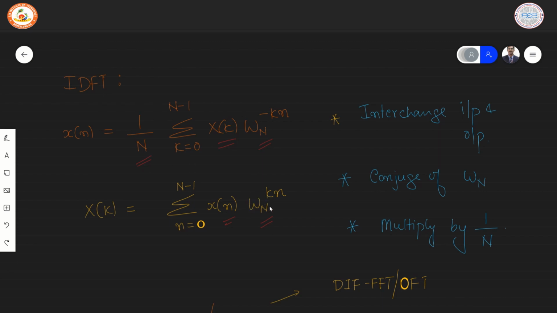Twiddle factor powers in the case of DFT are positive powers, whereas twiddle factor powers for the IDFT are negative powers. Additionally, the answer is finally scaled by 1 by N. Therefore, the differences in the structure can be noted as follows. First, we have to interchange the inputs and outputs. What was the input will now become the output. In other words, X of k here is the input, whereas x of n will be the output. The twiddle factor W of N is conjugated. We have W to the power of minus kn in place of W to the power of kn. And finally, we have to remember to multiply by 1 by N.